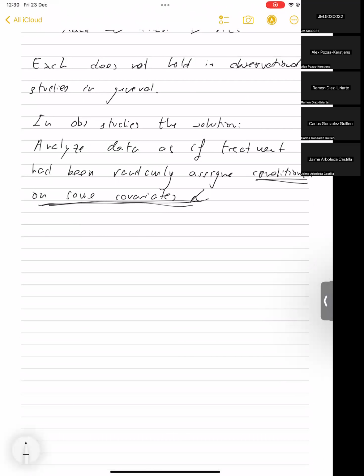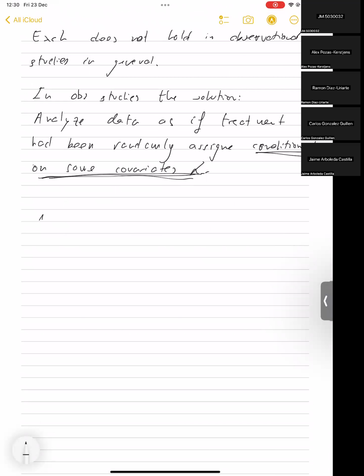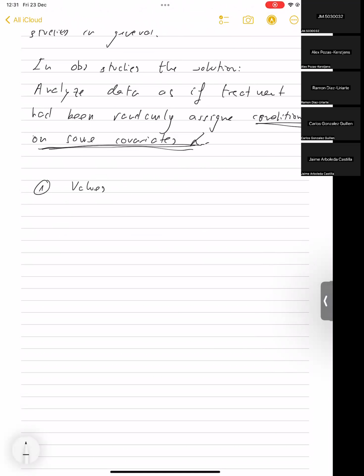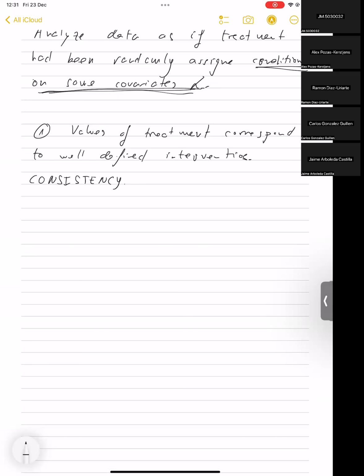Okay, so observational studies can be seen as conditional randomized studies under certain conditions, and the conditions are the following. The first condition, in order to use an observational study as if it were a conditional randomized one, is that the values of treatment correspond to well-defined interventions. This is what we called before consistency. And we will go into these three in deeper detail in the rest of the session.